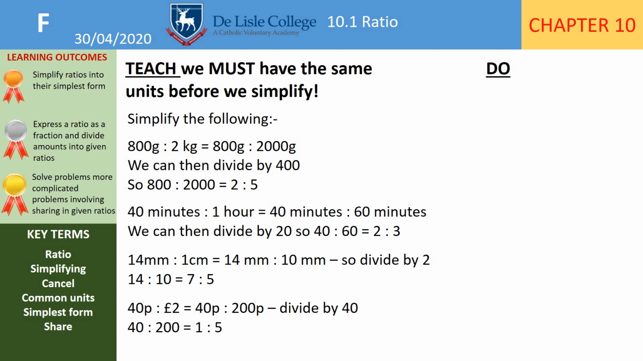14 millimetres to 1 centimetre. Well, we should know there's 10 millimetres in a centimetre, so it's 14 to 10, which we can divide by 2 to get 7 to 5.